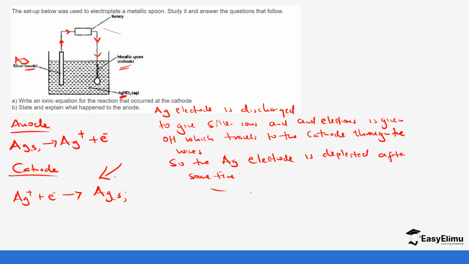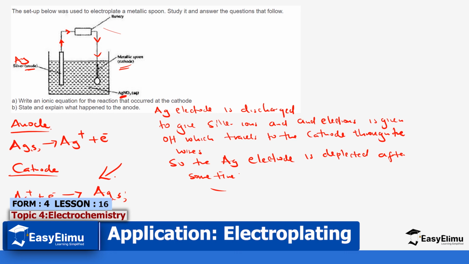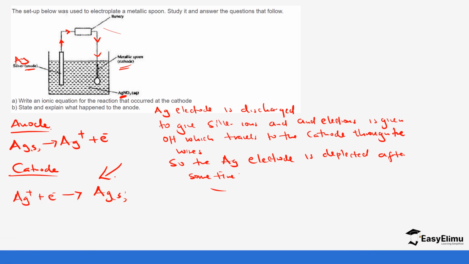Basically, for the equations that you are writing at the anode, we're just explaining what happens. So the silver goes into solution, or is discharged, to form silver ions. So the silver electrode is depleted with time. That brings us to the end of electroplating.